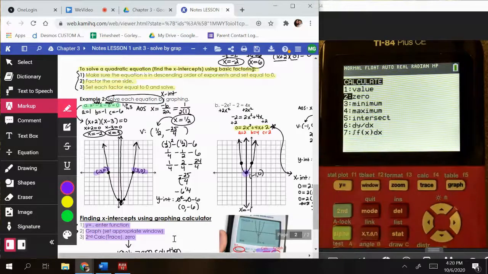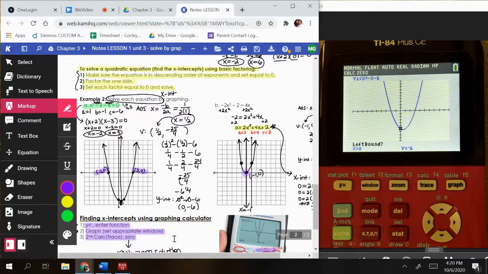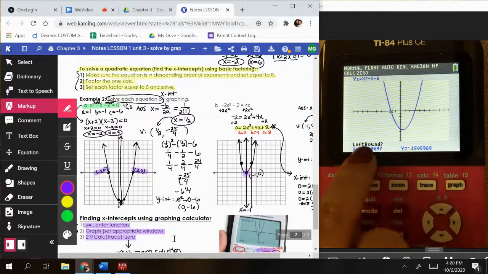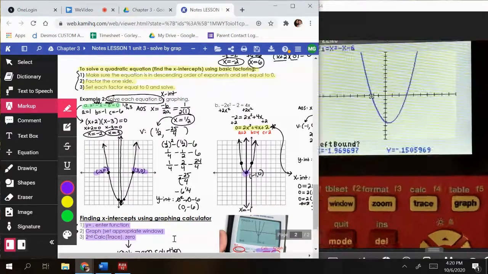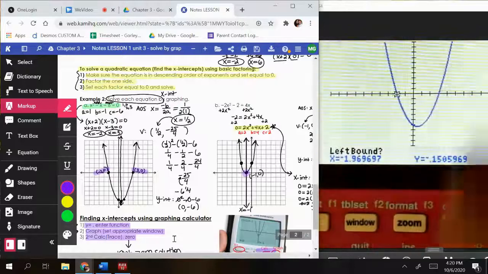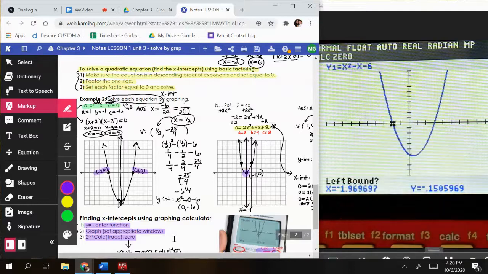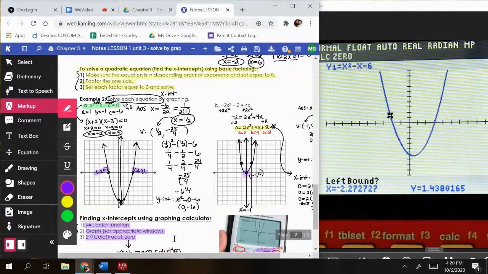A zero, remember, is the same thing as a solution or an x-intercept. And I'm going to start just by arrowing over one of them. See how it's kind of hovering over a zero? Our calculator is asking us to go a little bit to the left of that zero. So with my left arrow, I'm just going to press left, left. And I'm a little bit to the left of it now, so I'll press enter.